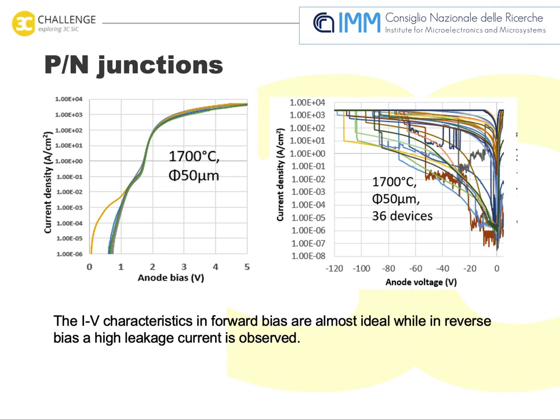Several PN junctions have been realized in this project, and while their forward bias IV characteristics are quite ideal, in reverse bias a high leakage current has been observed until now, and we are trying to reduce the defects to reduce essentially this leakage current. It is the major problem at the moment.